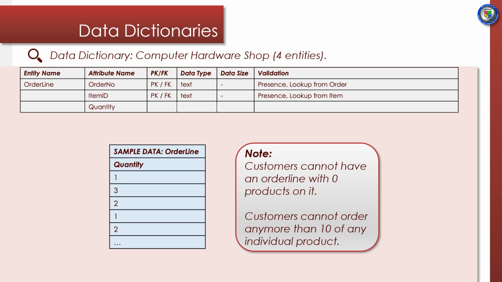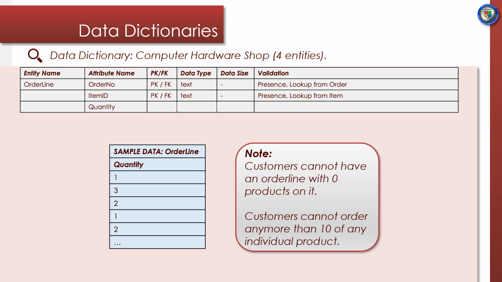We now move on to our last entity. We have a note here saying customers cannot have an order line with 0 products on it, and customers cannot order any more than 10 of any individual product. We can see that this entity called order line has one single attribute called quantity.